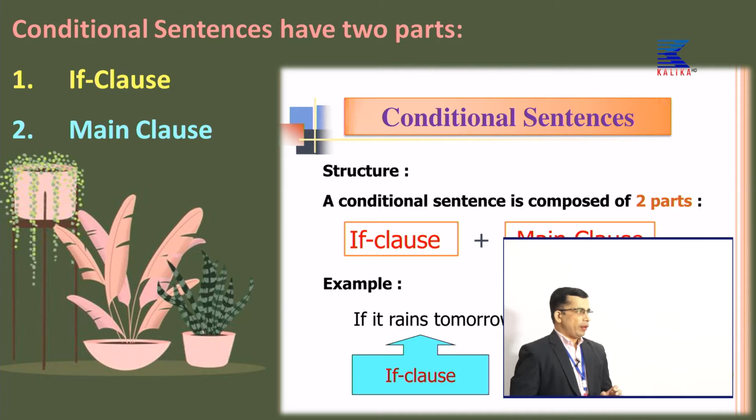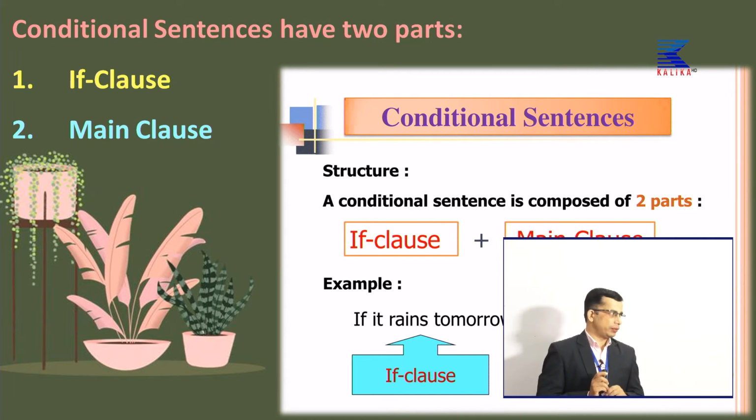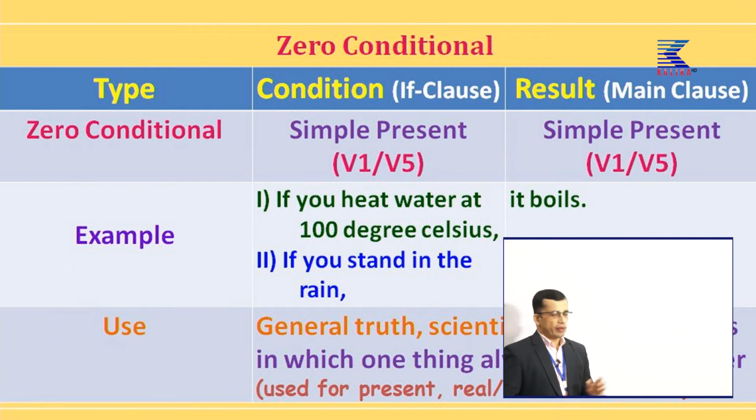Okay? If the main clause is placed before, in the beginning, no use of comma. You can even place it this way: we won't come if it rains tomorrow. If you place the main clause first, don't use a comma, right, though the meaning is the same. Okay. See the structure.